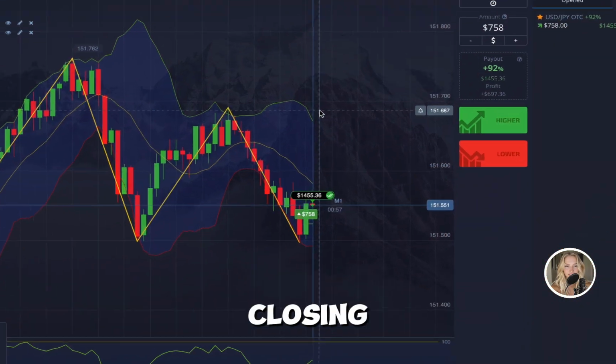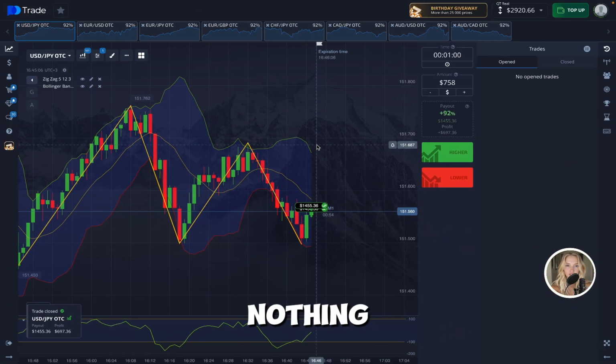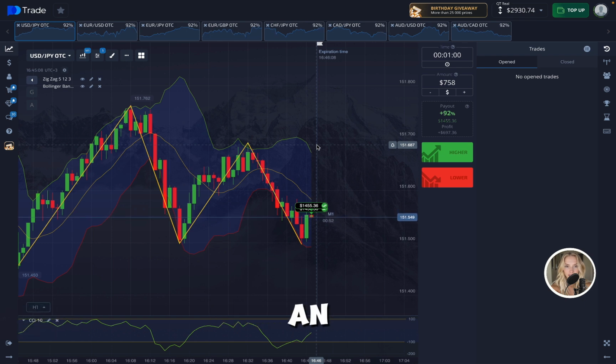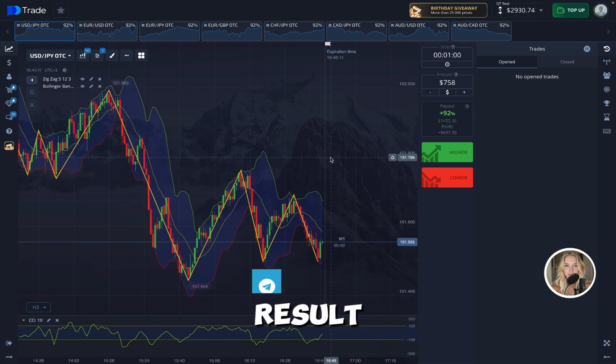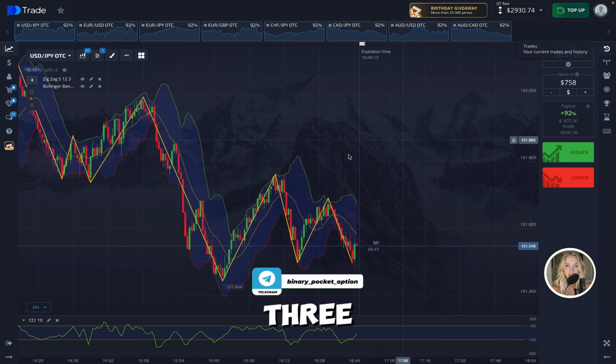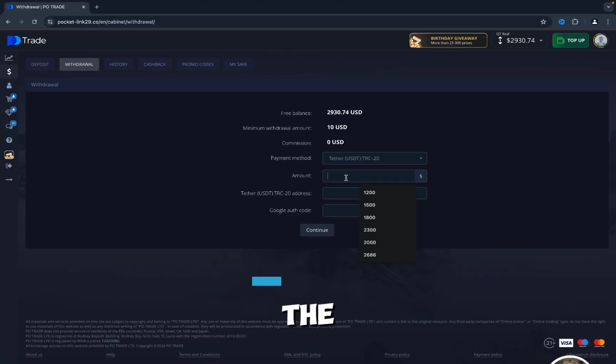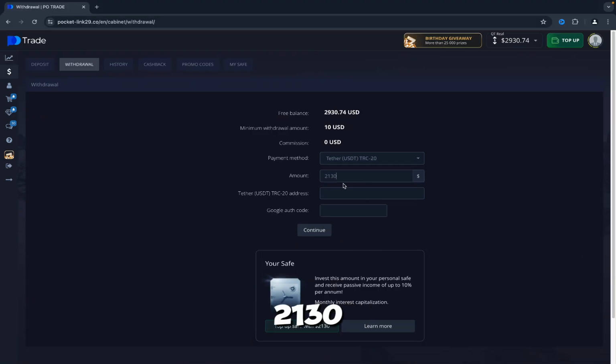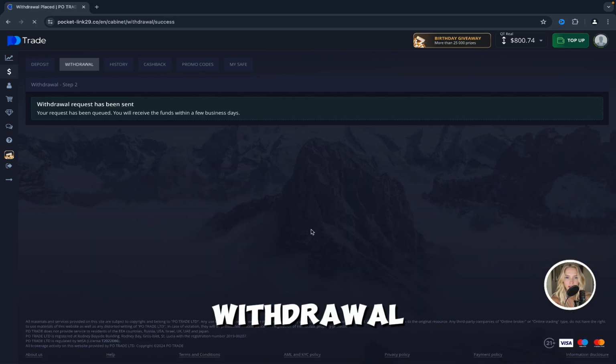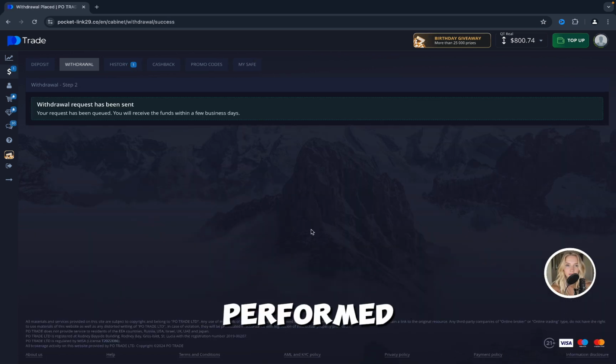And the deals are closing in a plus. In general, nothing complicated has arisen. An excellent trading result. For today, literally 3 trades have a good profit. I do not want to lose it, so I will proceed to the withdrawal. The profit amount will be $21.30. The withdrawal operation is being successfully performed, so that's how today's trade turned out using these indicators.